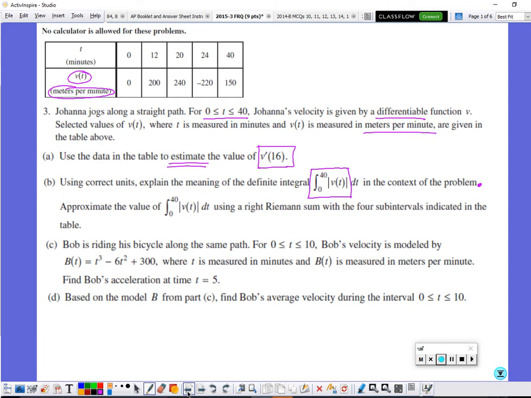Part C says, Bob is riding his bicycle along the same path, so a different person now. Different time period. This is why you need to read carefully, not rapidly. Bob's velocity is modeled by this equation. Find his acceleration. Because this is Bob's velocity, to find Bob's acceleration, I need to find the derivative of b, and then plug in a time value of 5.